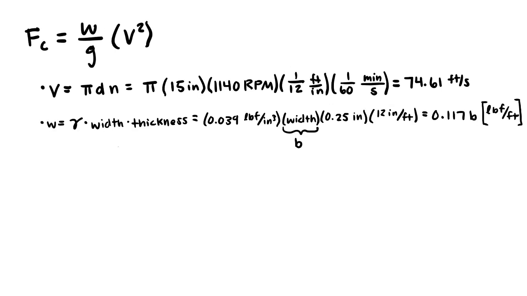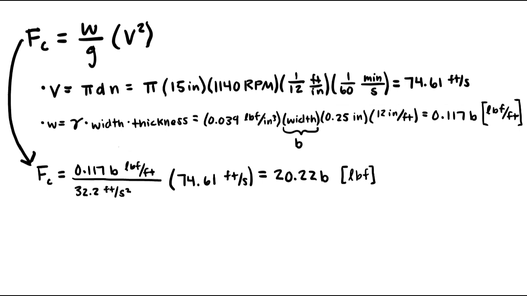Next, we calculate the belt weight per foot, W. To do that, we multiply the specific weight by the belt thickness by the belt width, B, then multiplying by 12 to convert inches to feet. Simplifying, we find that W is equal to 0.117 B pounds per foot. We leave B in the expression because the width of the belt is unknown, and solving for B is the goal of this problem. Now that we know V and W, we substitute them into the centrifugal force formula. This gives us Fc equal to 20.22 B.